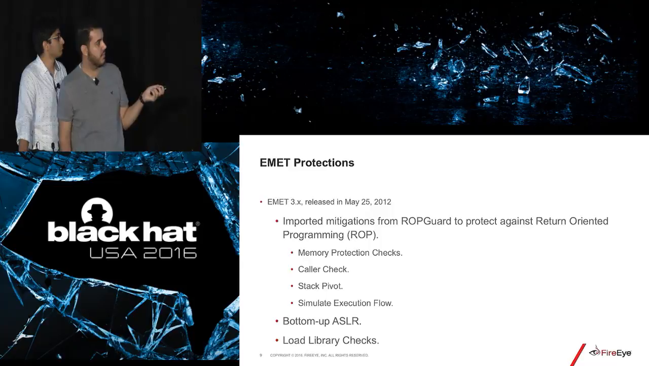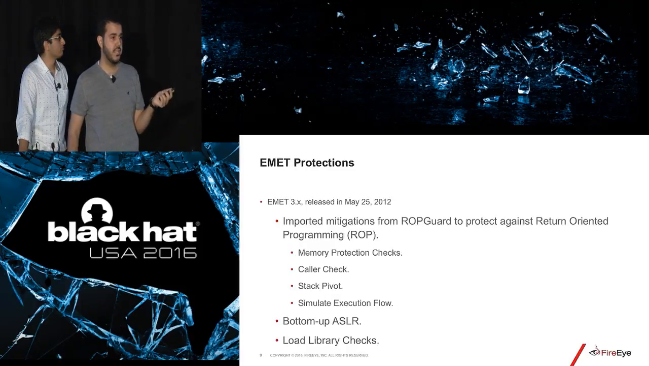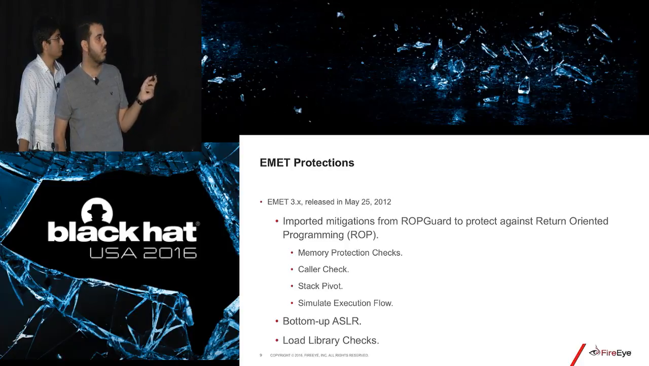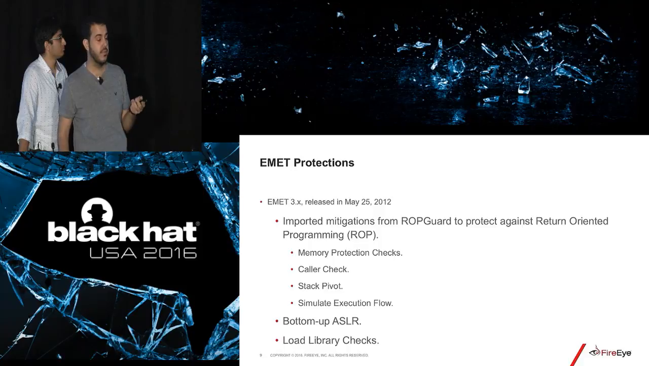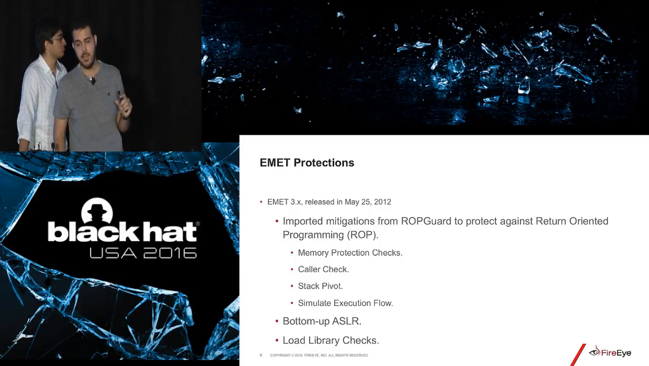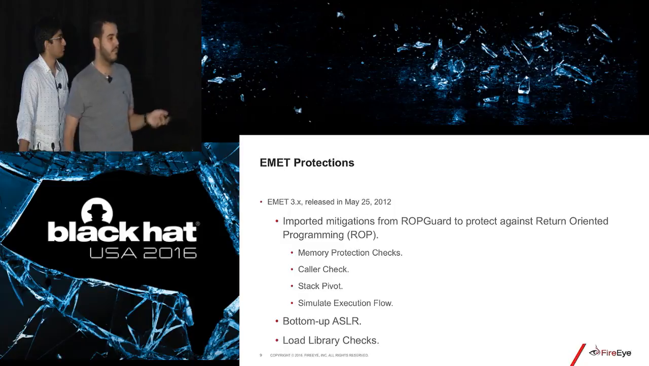Also, EMET imported important protections against ROP attacks, the return-oriented programming attacks, from the ROPGuard project. Some of these protections are memory protection checks, which give additional monitoring to critical Windows APIs, like VirtualProtect, which could be used to mark the stack as executable and to bypass DEP. Caller check can be used to detect any Windows API that gets called with a jump instruction rather than a call instruction, or returned to rather than called. Also, it detects stack pivoting, and it has another feature, which is simulate execution flow. This feature kicks in when it returns from a critical Windows API and manipulates the ESP, the stack register. It will simulate and see if this is the context of ROP gadgets, to detect if it's a ROP attack.